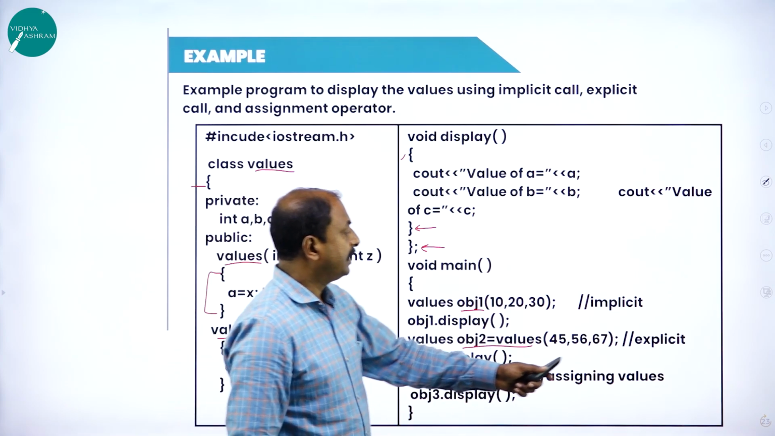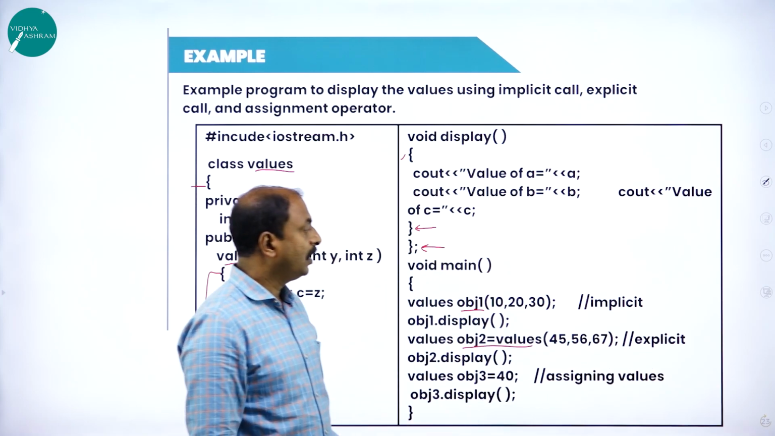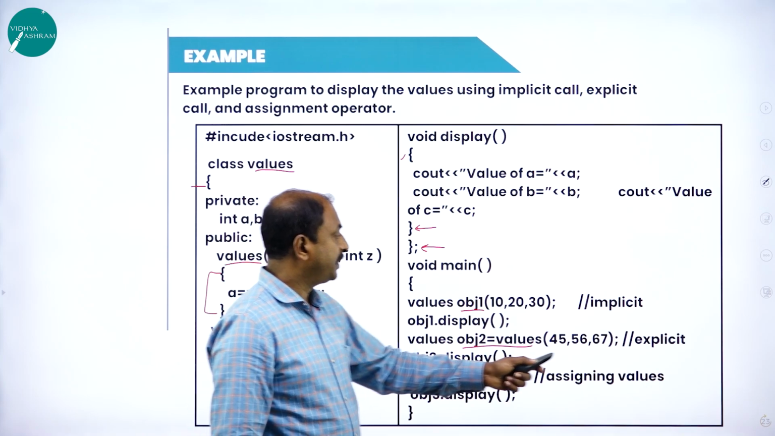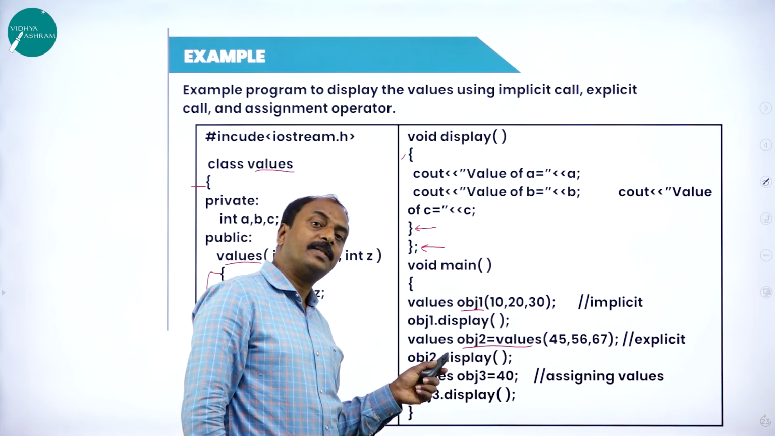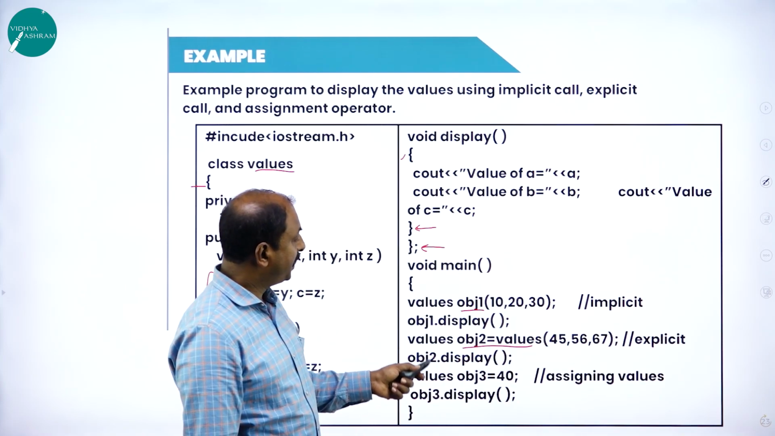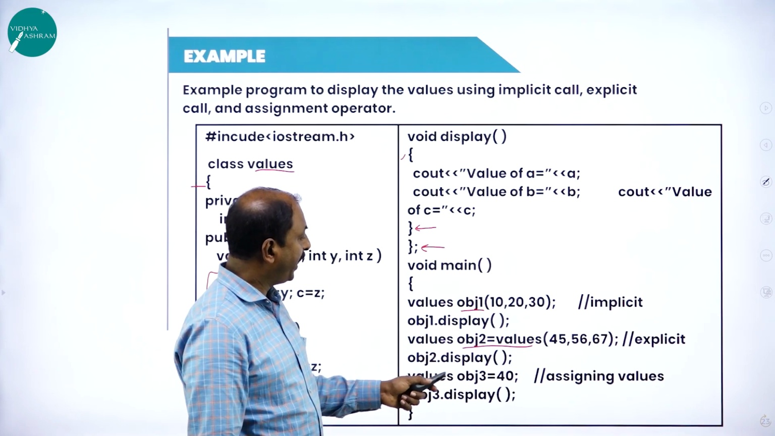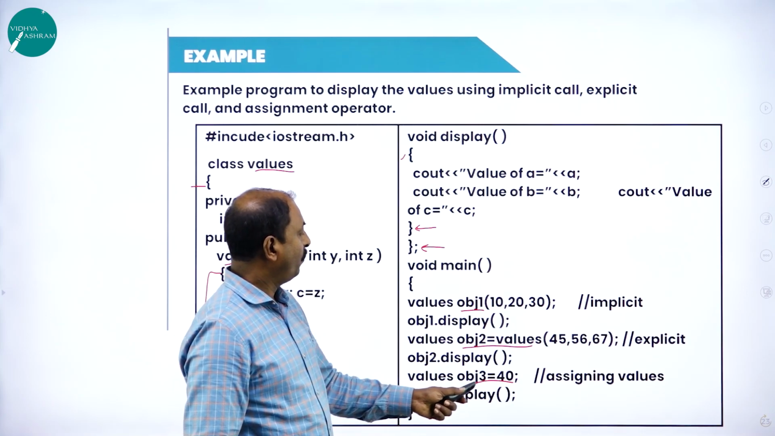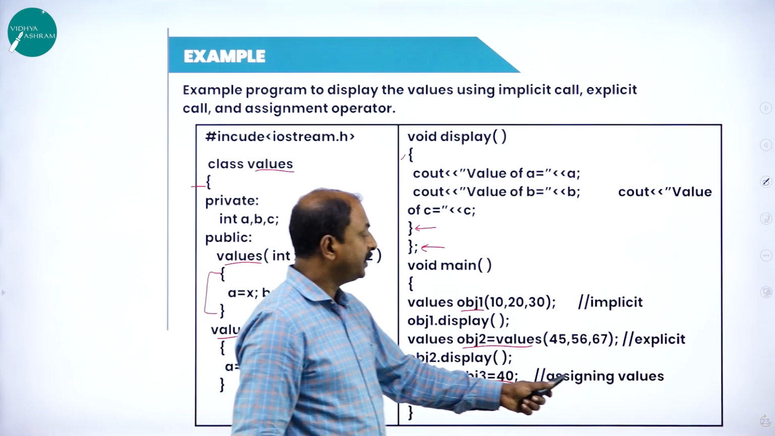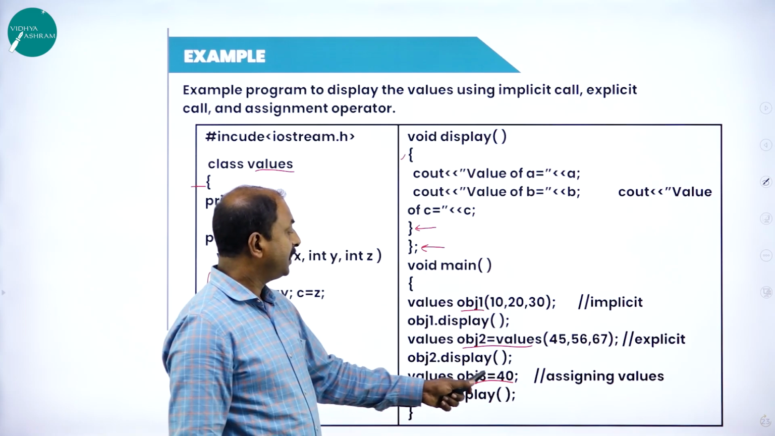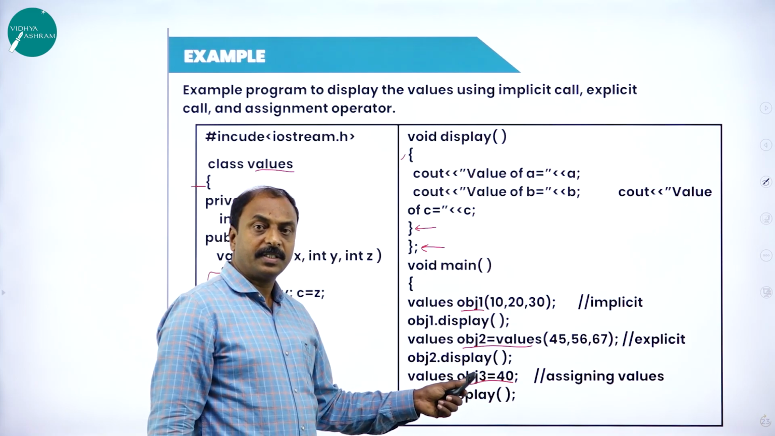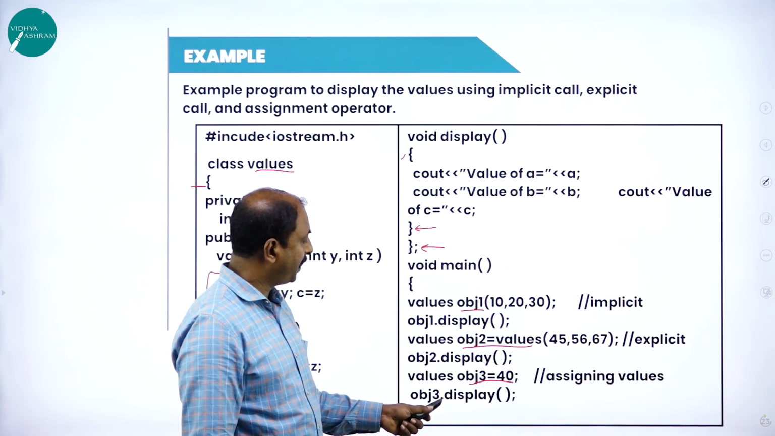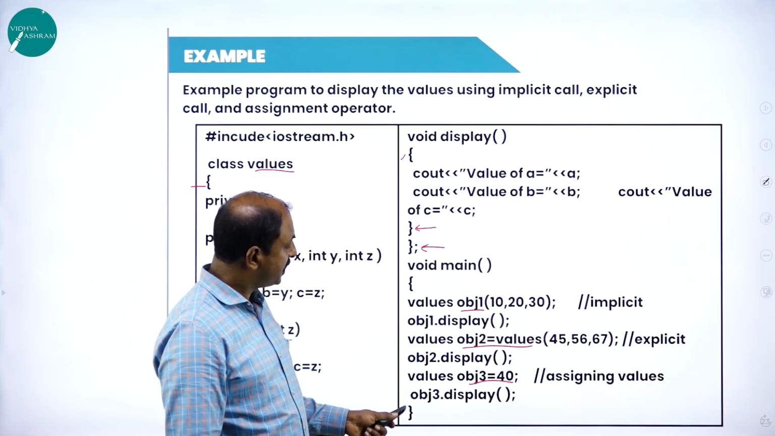So here, this is an explicit call, another method of invoking an object, where we are invoking it explicitly. And again obj2.display(). Next one is values: obj3 = 40. So here the value is 40. This is assigning values with the equals operator, nothing but the assignment operator. Then we are closing obj3.display() and closing this function.